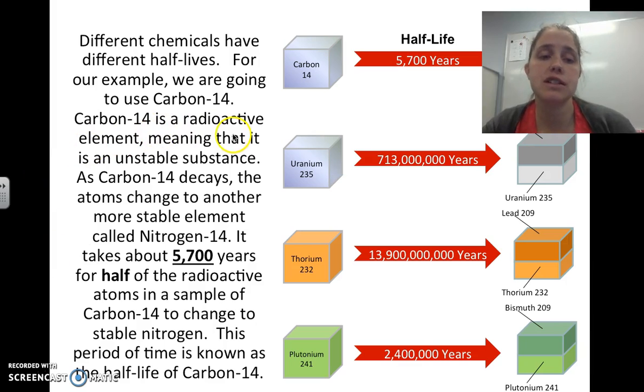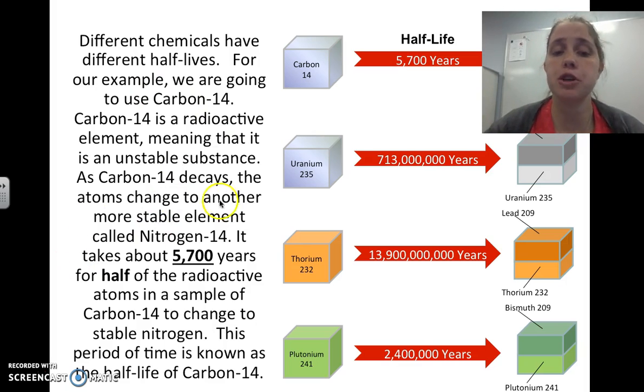So carbon-14 is the radioactive element, meaning that it is an unstable substance, meaning it decays, it falls apart, but it falls apart at a very regular pace. So as carbon-14 decays, the atoms change to another more stable element called nitrogen-14. So when carbon leaves the substance, it turns into this nitrogen-14. And nitrogen is way more stable and it will stick around. It doesn't have a half-life.